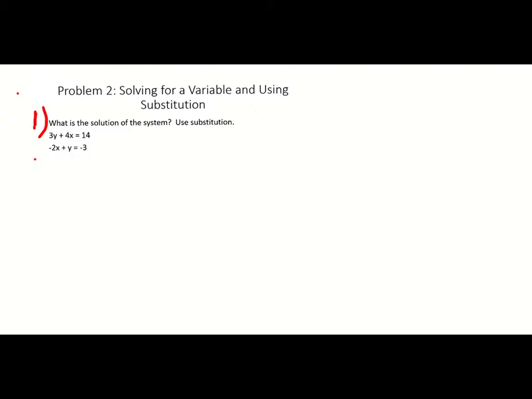The first example comes from problem 2, number 1. It says, what is the solution of the system? 3y plus 4x equals 14 and negative 2x plus y equals negative 3. In order to use substitution to solve a system, I have to have an equation that's already solved for a variable. So I need either x equals or y equals in my problem. If I look at my two equations, neither one has x equals or y equals by itself. So I need to pick an equation and solve for x or y.